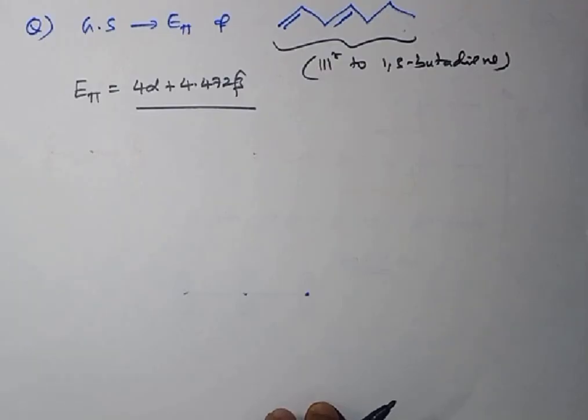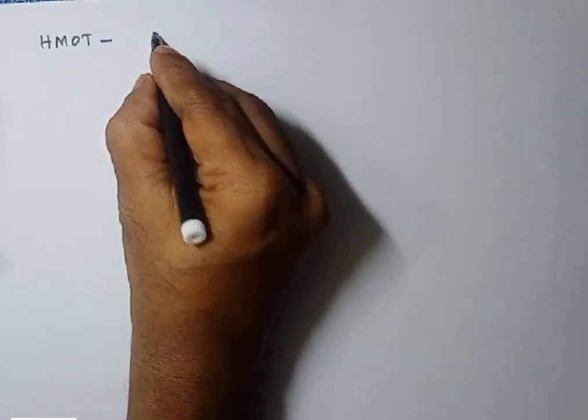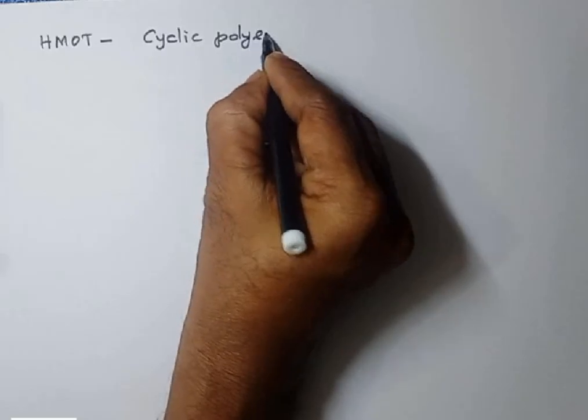Okay, right now we will see the application of Huckel molecular orbital treatment for cyclic polyenes. Cyclic polyenes.